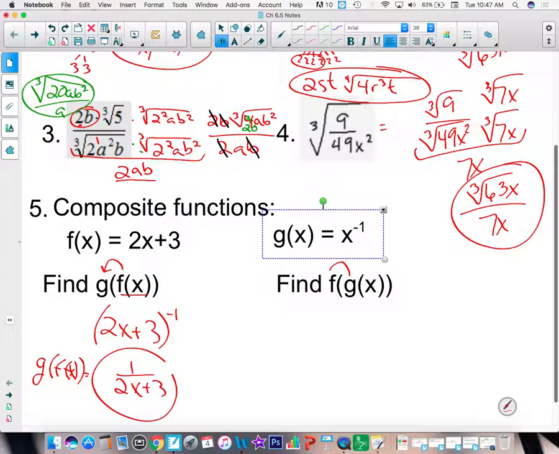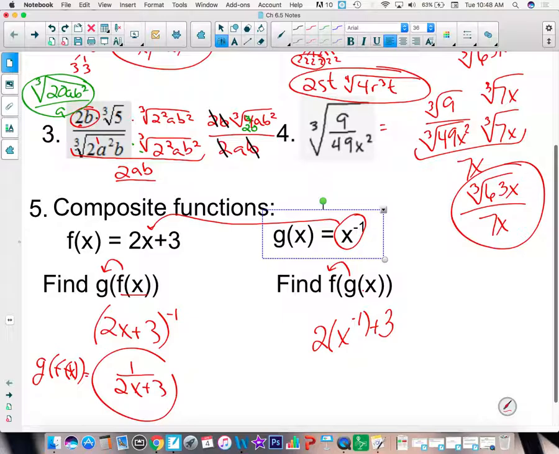Alright, plugging G into F, so it looks like this. And this is the one that's a little bit more confusing. We had people doing this one yesterday, started moving the whole thing down to the bottom. So I plugged this stuff right here in for that X. Okay, looks like that.